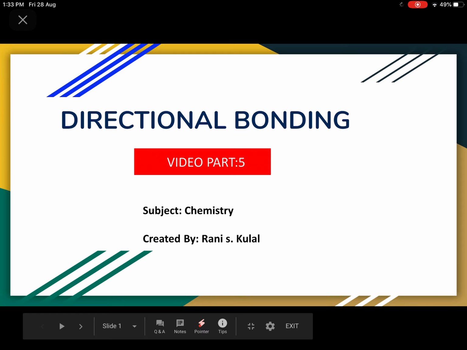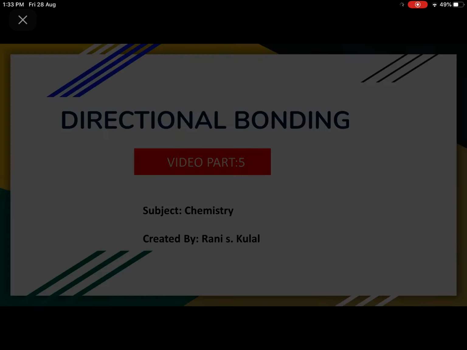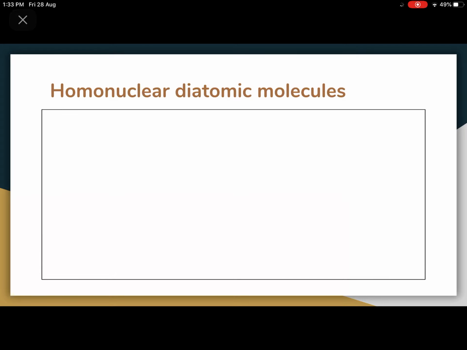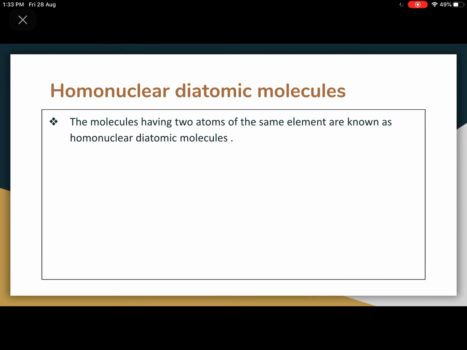Hello students. So this video is all about homonuclear diatomic molecules. The molecules having two atoms of the same element are known as homonuclear diatomic molecules. Suppose there are two same atoms. These two same atoms will form a bond by sharing unpaired electrons.